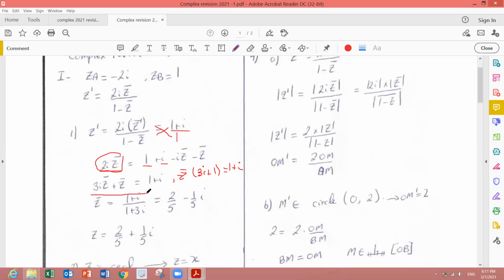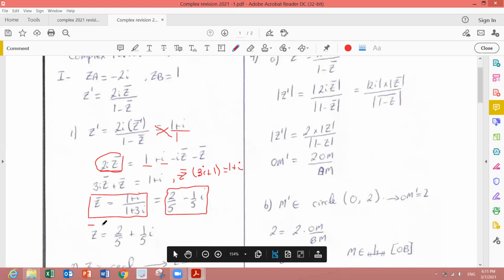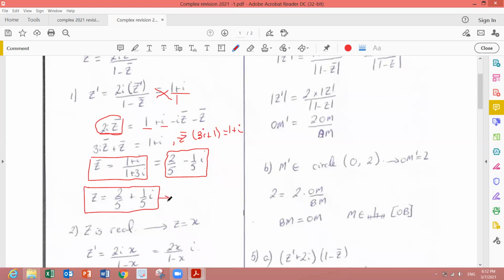It is easy here to calculate by using the calculator, using mode 2, which is mode complex. I put the fraction 1 plus i over 1 plus 3i. Then the calculator gives Z bar equal 2 over 5 minus 1 over 5 i. This is Z bar. Z is the conjugate of Z bar, so Z equals 2 over 5 plus 1 over 5 i, and it is in the algebraic form.